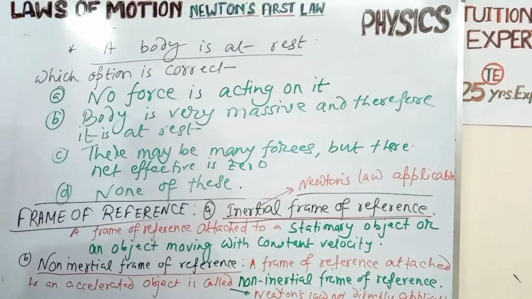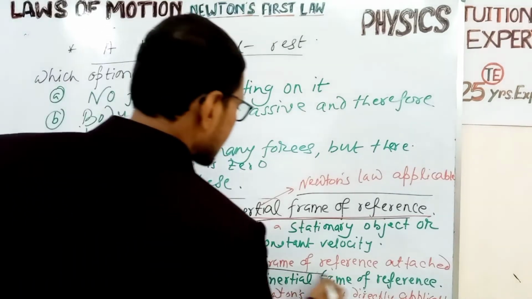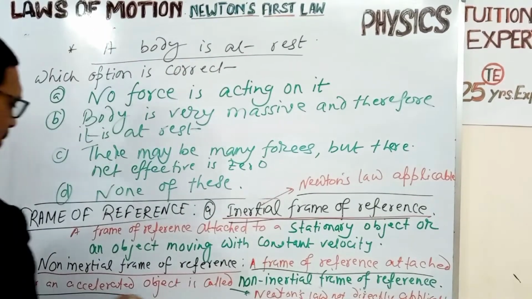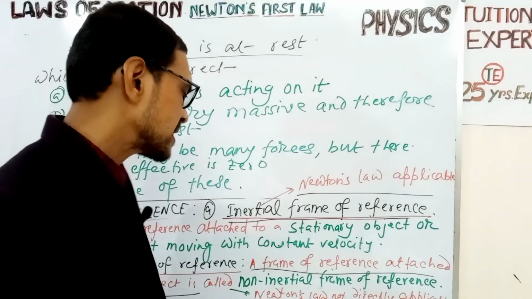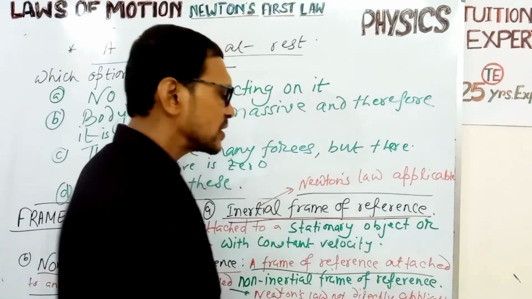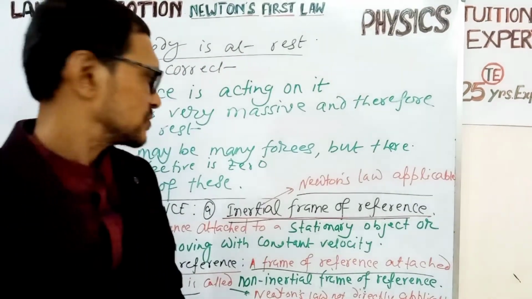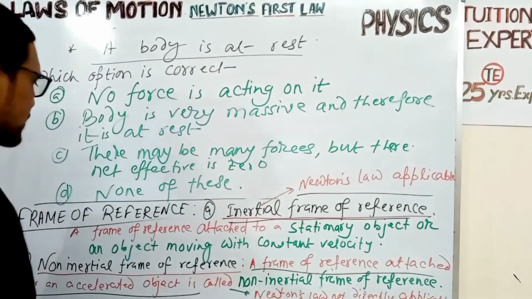Now what is a non-inertial frame of reference? If a frame of reference is attached to an accelerated object, that accelerated frame of reference is called a non-inertial frame of reference, and Newton's laws are not directly applicable here. So two types of reference frames are present.